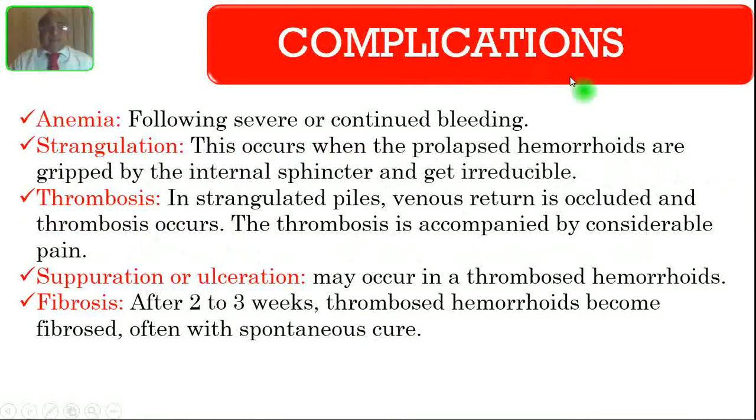So coming to the complications of the piles, because of severe and continuous bleeding, the patient may go for anemia. And sometimes this will go for strangulation. This occurs when the prolapsed hemorrhoids are gripped by the internal sphincter and it gets irreducible. That is very common in 4th degree hemorrhoids. Thrombosis is another complication. In strangulated hemorrhoids, the venous return is occluded and thrombosis occurs. Thrombosis is accompanied by very, very severe pain.